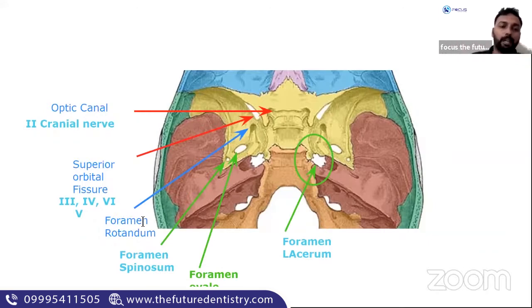And foramen rotundum, you already saw: the maxillary part of the fifth cranial nerve goes out through foramen rotundum, and the mandibular part of the fifth cranial nerve goes out through foramen ovale. So let's have a look.